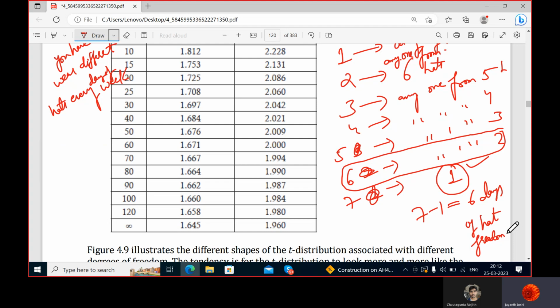That means on the last day your data is restricted, you have no option. You are left with options only in the 6 days. That's the reason why we deduct 1 and consider n minus 1 degrees of freedom. Is this right? Shall we move forward? Understood?